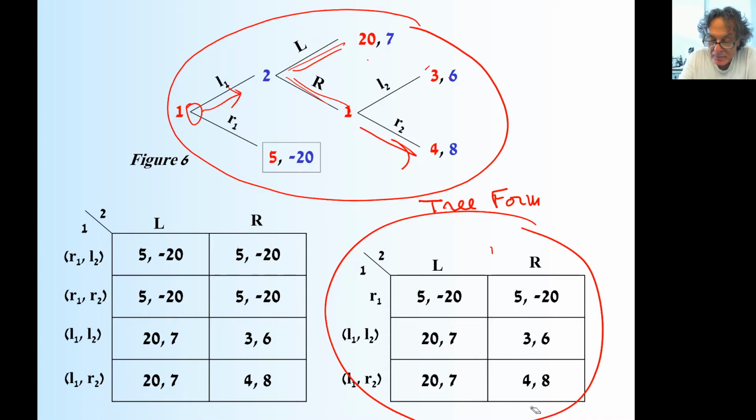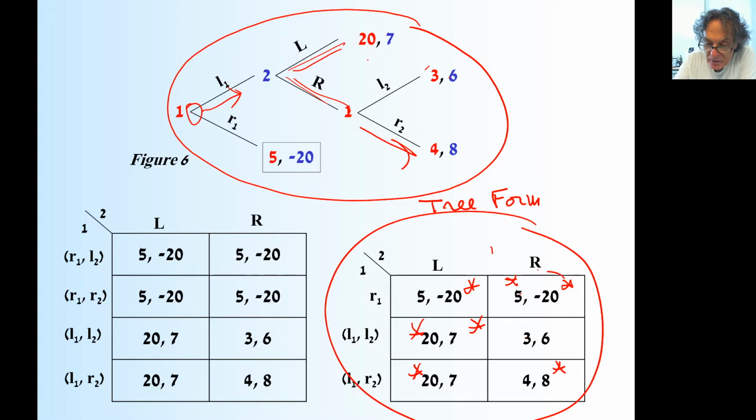So let's find the equilibrium. So if player 1 goes R1, then 5, negative 20. If he goes L1, L2, 7 and 6, I designate the 7. 7 and 8, I designate the 8. If she goes left, 20 and 20, I designate both. If she goes right, 5, 3, 4, I designate this. So I have 2 Nash equilibria.